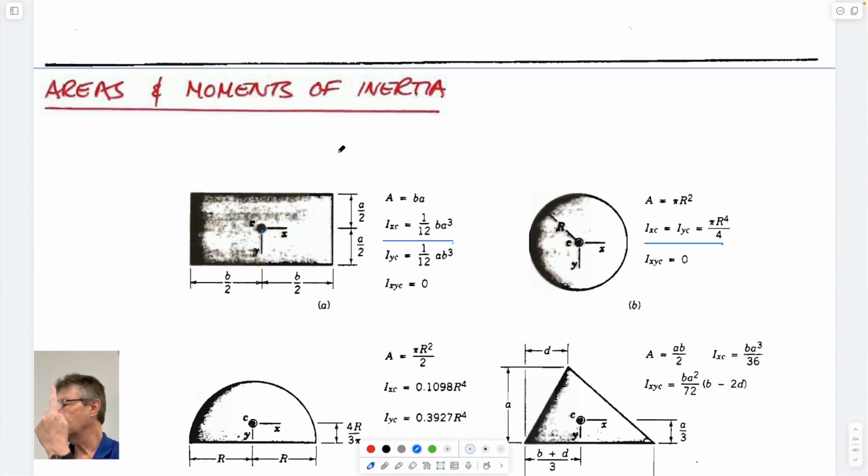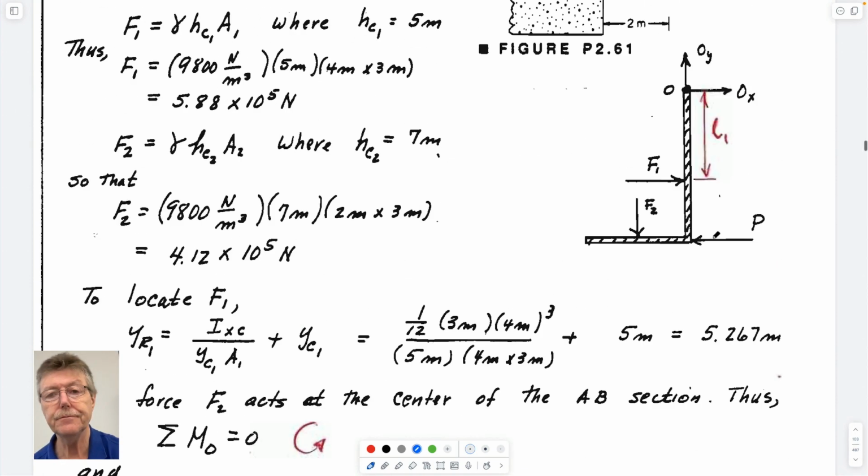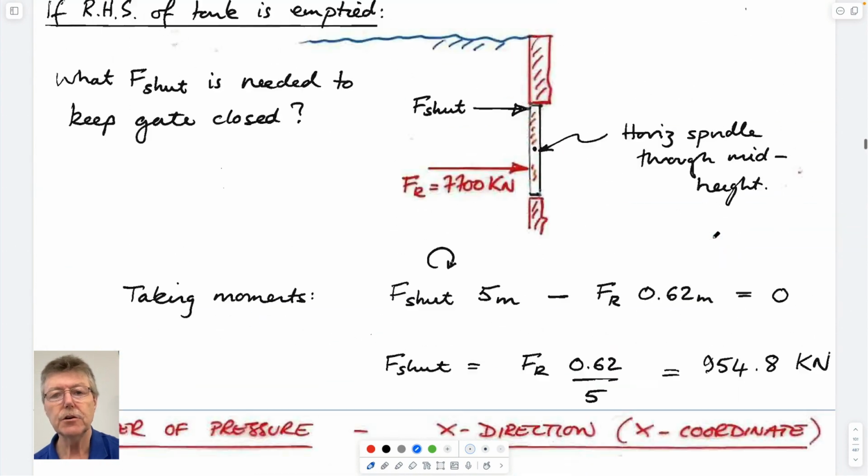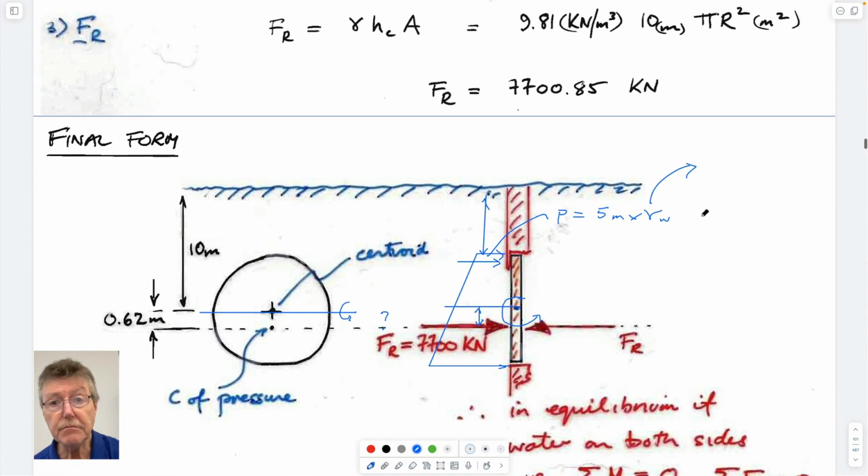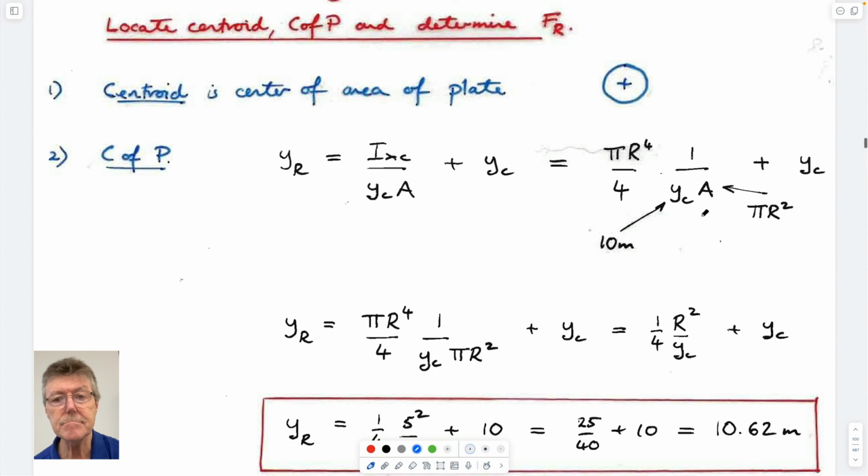Obviously, if you have a saucer or a basketball, you can balance it on your finger. The point of balance is the centroid for all the reasons we've talked about, and that's going to be this location here. The area is just pi r squared, and the second moment of area about the centroid is pi r to the 4. So what we'd like to do is calculate exactly where that is.